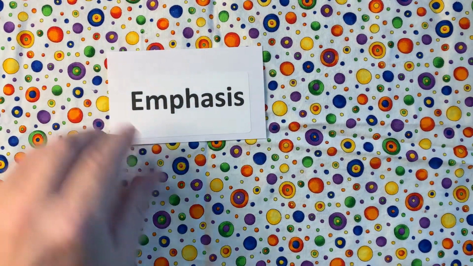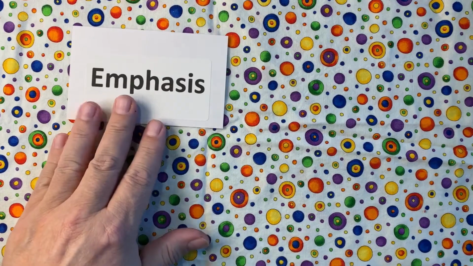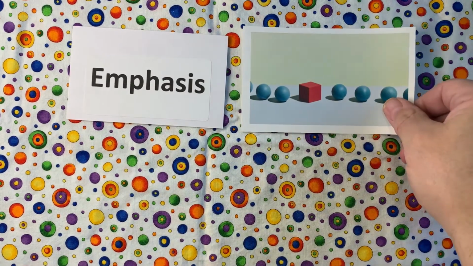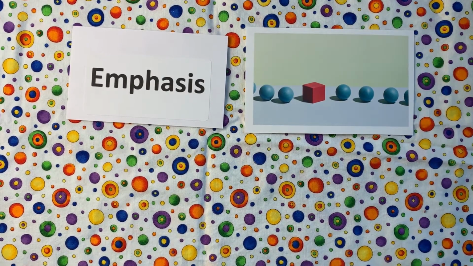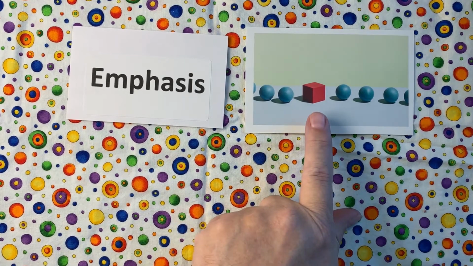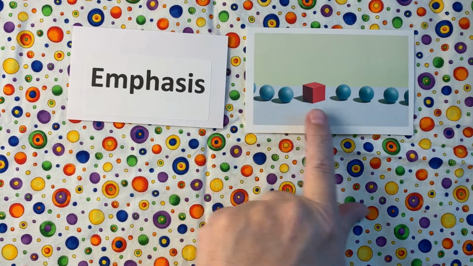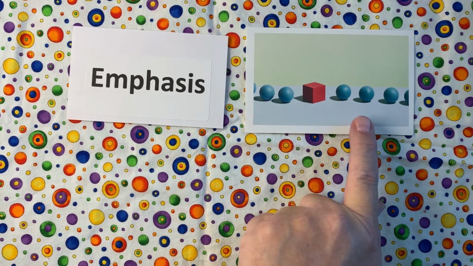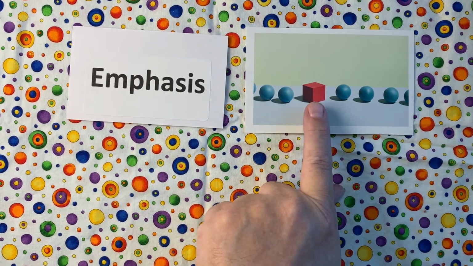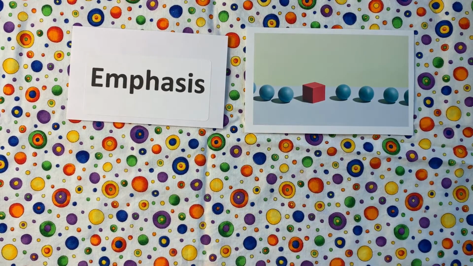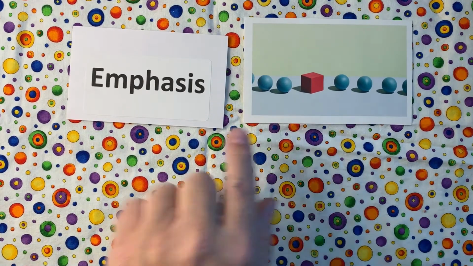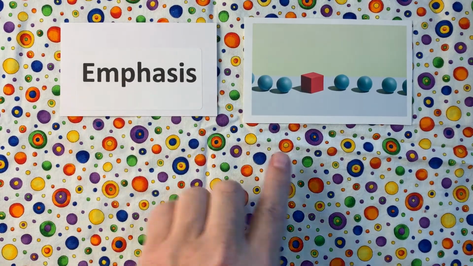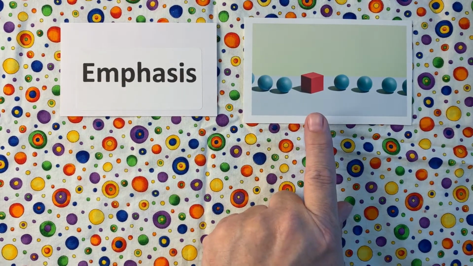Emphasis is our next art principle. And emphasis is about making one thing stand out over all of the rest. Here we have a red cube standing out against these turquoise spheres. Even the background and foreground is kind of a cool color, but this is a warm color, so it stands out as different from the rest. So it is emphasized or almost highlighted, and highlighting is another way that you can emphasize with color.